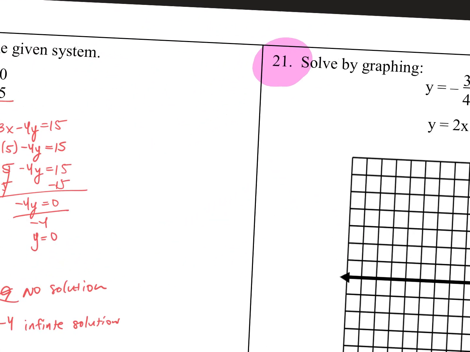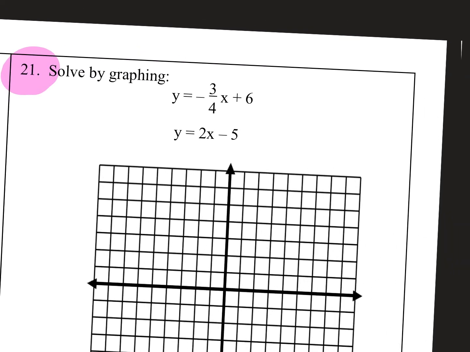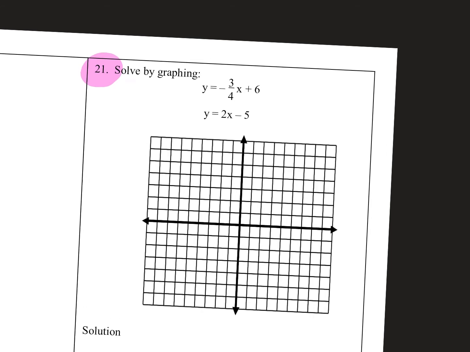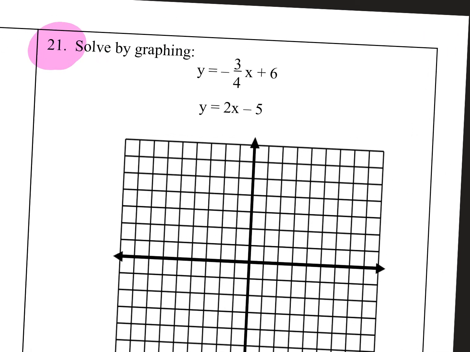All right, moving over here. How do you have to solve this equation? Why? Because it says so, right? You can check it any other way, but it says to graph. So first thing I look for is, is this in y equals mx plus b? Yes. My slope here, and this first one, is negative 3/4. My y-intercept is 6. So I go up to 6. 1, 2, 3, 4, 5, 6.